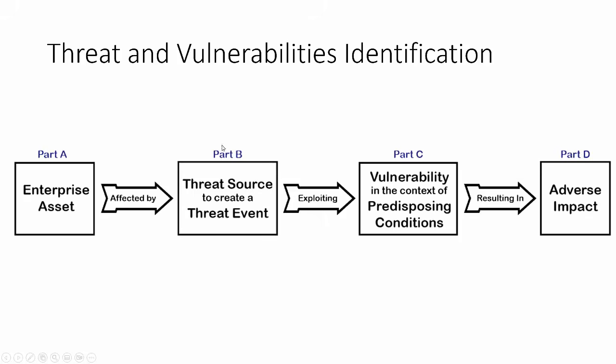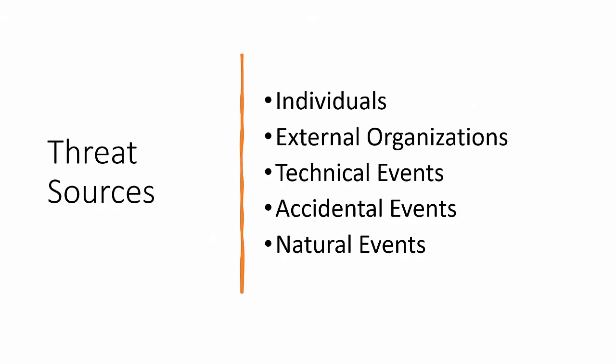Once we have assets in detail, we need to identify the threats and vulnerabilities, which we already discussed: the enterprise is affected by a threat source exploiting a vulnerability, and that results in an adverse impact. So the question is how to identify the threat source. We have different types of threat sources. For example, individuals, such as an employee, contractor, customer, or client service provider. Hackers are also examples of individuals.